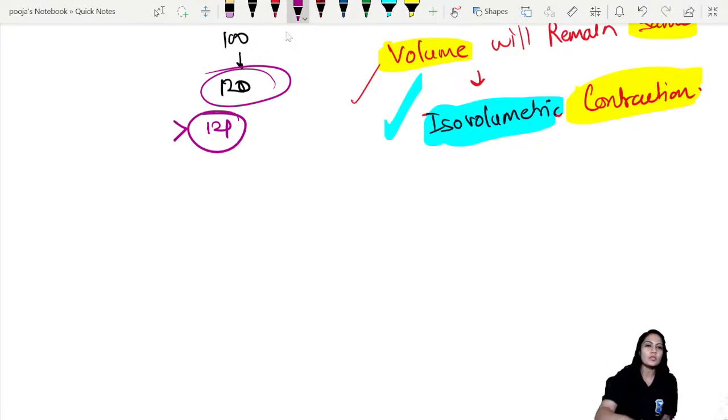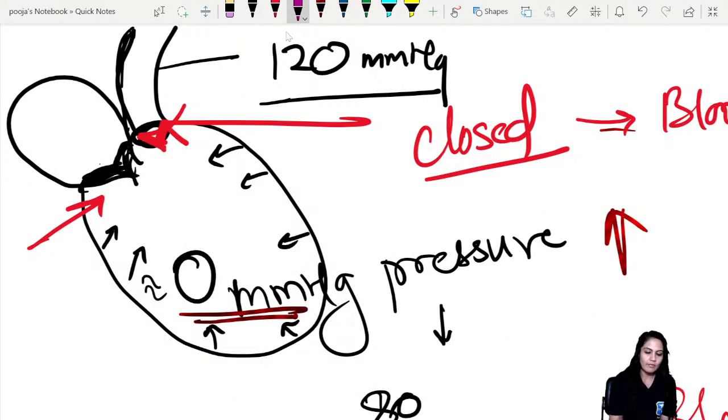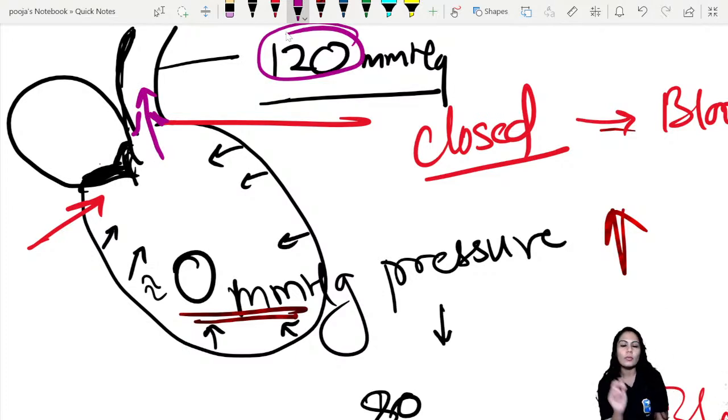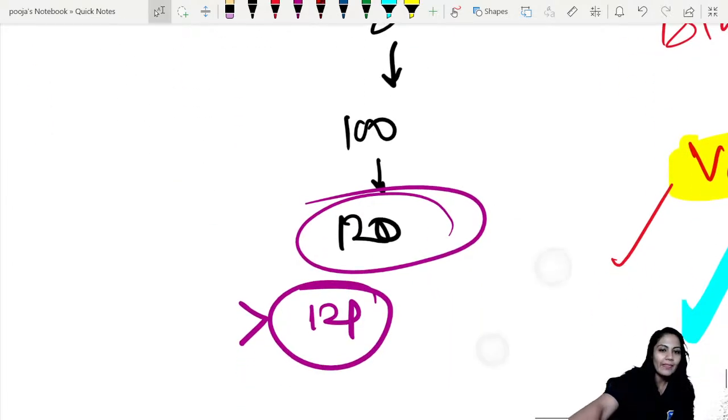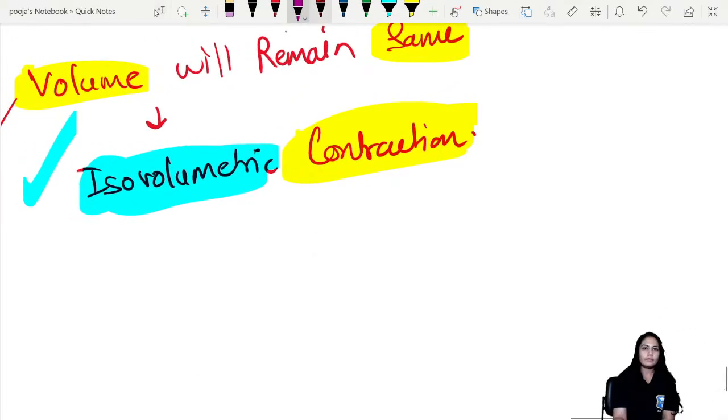As soon as it becomes 121, the semilunar valves will open. As soon as the pressure exceeds 120 mm of Hg, these valves will open up like this, right? And blood starts to flow from the ventricle into the corresponding artery. If we are talking about the left ventricle, then obviously the aorta, right? So this is going to happen in this phase when the ventricles are contracting.